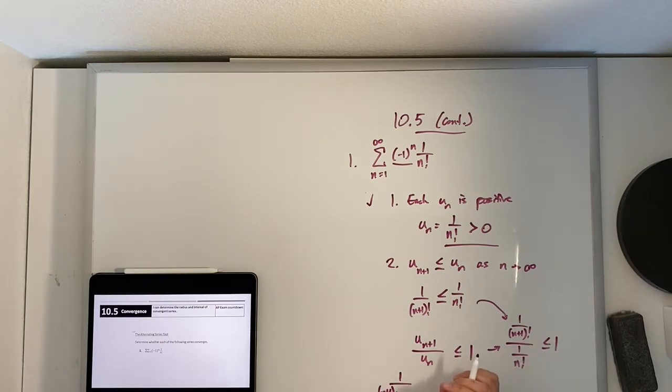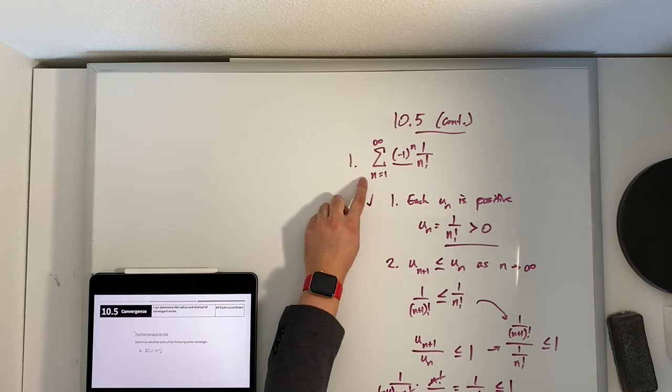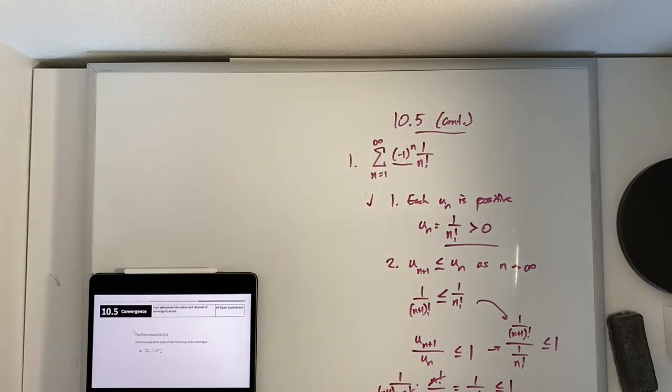So n plus 1 factorial is just n plus 1 times n factorial. We're dividing this by 1 over n factorial, which means we're multiplying by n factorial over 1. The n factorials cancel, and this is 1 over n plus 1, which, for all values of n from 1 to infinity, is always less than or equal to 1. So this is always true. And we can test this. Plug in 1, we get 1 over 2. Plug in 10, we get 1 over 11. That is always less than or equal to 1, no matter what value of n that we choose.